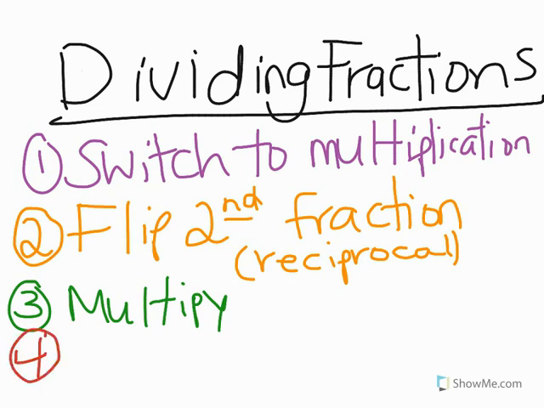I'm just going to add one more step. We're going to simplify. We always want to put our answers in the most simple form. And we always want to make sure that our answers are in the proper form, which means either a proper fraction or a mixed number.